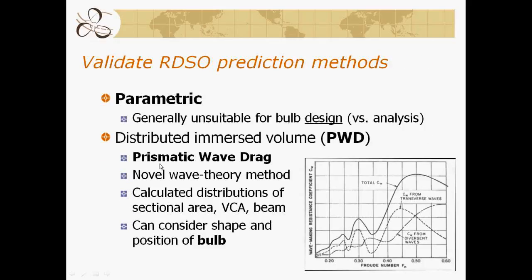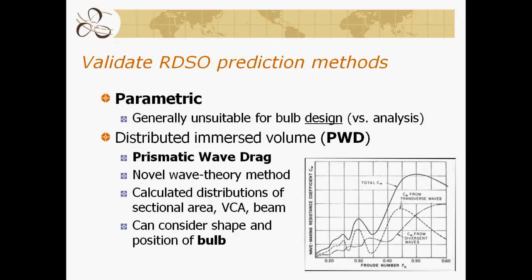Now, the method that we're going to be applying here is our prismatic wave drag method, which is a wave theory calculation based on an integration and calculation of transverse and divergent wave systems. You may be familiar with calculation methods such as Mitchell's integral, or linear code, or slender ship theory, or thin ship theory. They all form a common calculation methodology.